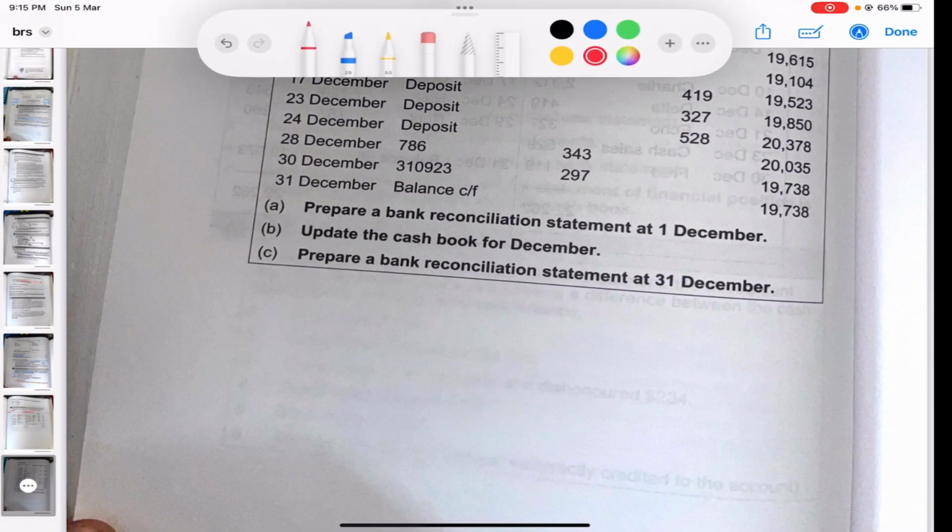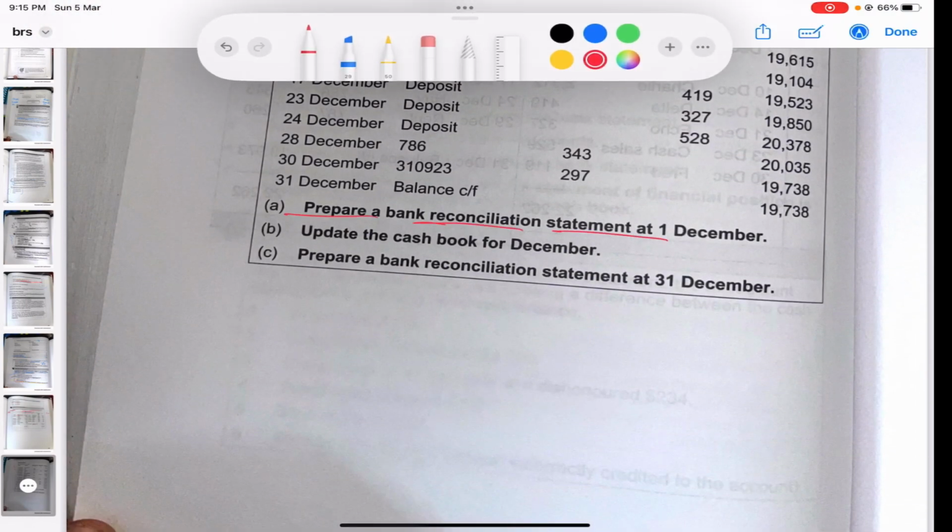What are we supposed to do? We are supposed to prepare a bank reconciliation statement, update the cash book, and prepare a bank reconciliation as of 31st December. Okay. So this is opening and this is closing.